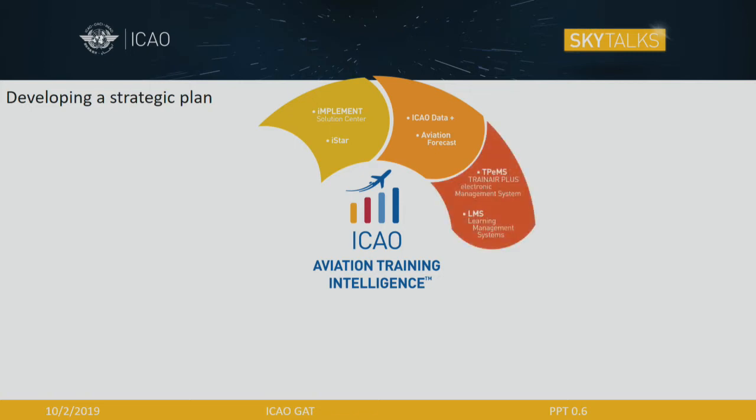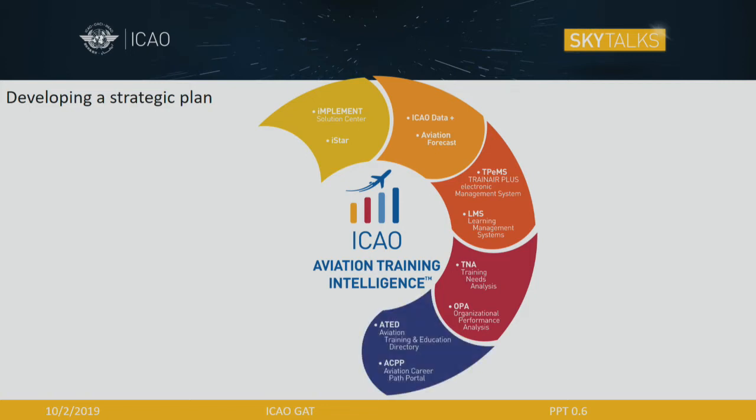There's the TPAMS, which is the Trainair Plus Electronic Management System, which has courses. If you've already established what your training needs are, you can determine if there's already an existing course in TPAMS. If you're not sure of your specific training needs and you would like to perform a training needs analysis, we have a web-based tool that takes you through each of the steps.